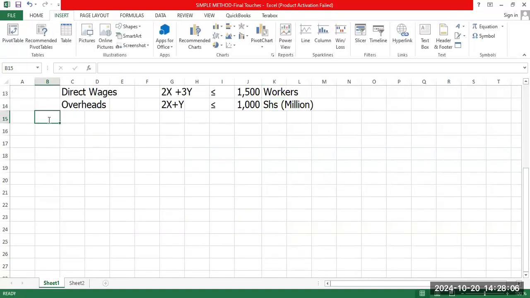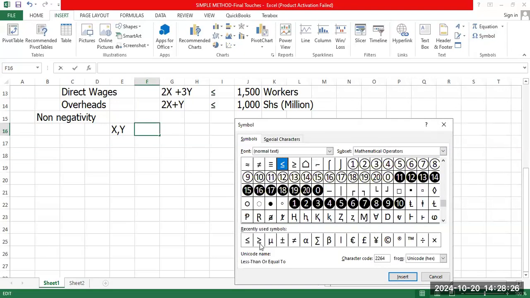Then you have non-negativity. This non-negativity is always based on your decision variables. You have x and y. All of them must be greater than or equal to 0.